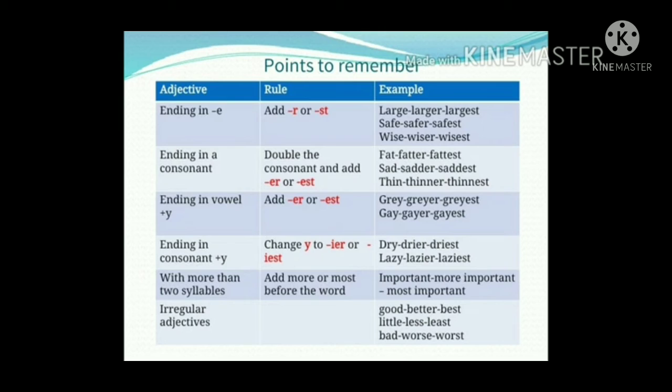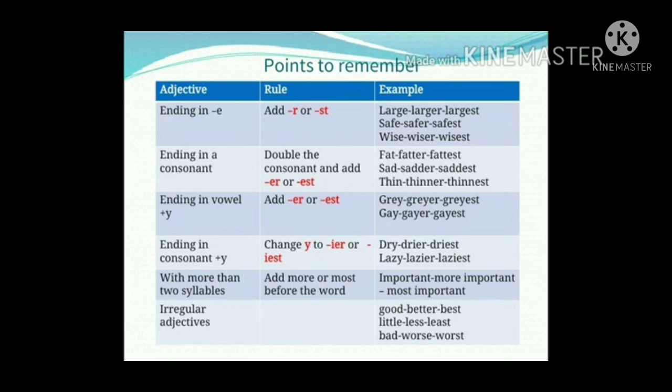Now the words ending with a consonant sound, but if that consonant is Y, then the rule of changing it is to remove Y first of all and then put IER or IEST in comparative and superlative forms respectively. For example, dry, drier, driest, lazy, lazier, laziest.